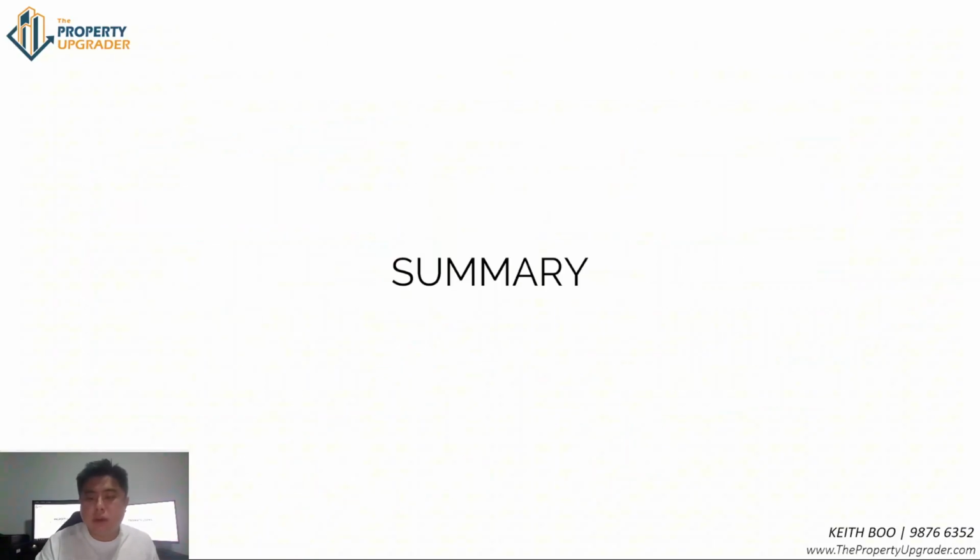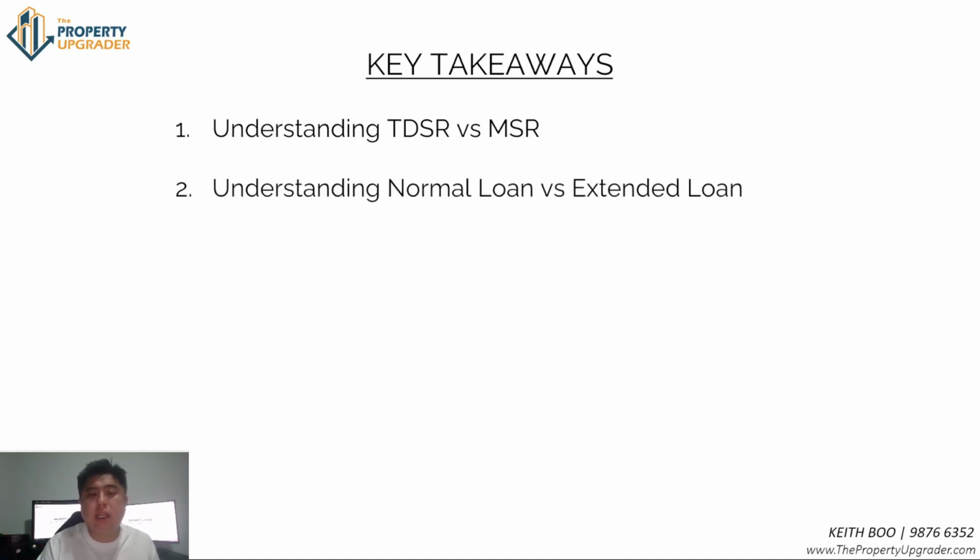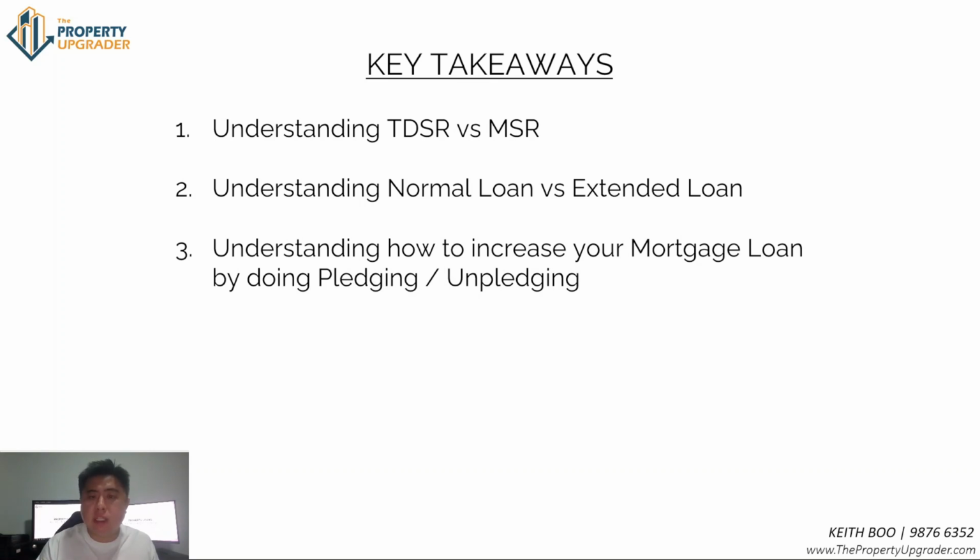Okay, so I'll just go through a very quick summary on what we have gone through in this video. So first of all, understanding TDSR versus MSR, 55% versus 30% of your combined income. And then secondly is the differences between normal loan and extended loan. Usually this is used when your loan amount based on normal loan doesn't even hit 55%. Alright, so this is the easiest way for us to get a higher loan, up to 55% at least. And then if let's say 55% is not what you're targeting, then you can consider doing pledging and unpledging, which is fixed D or show funds, to get your loan up to 75%.